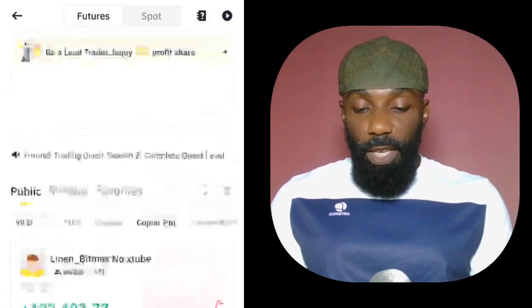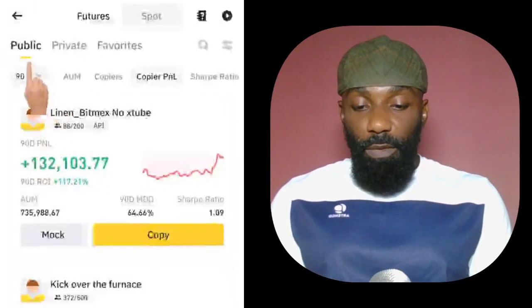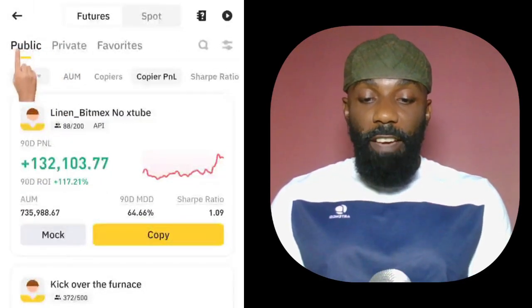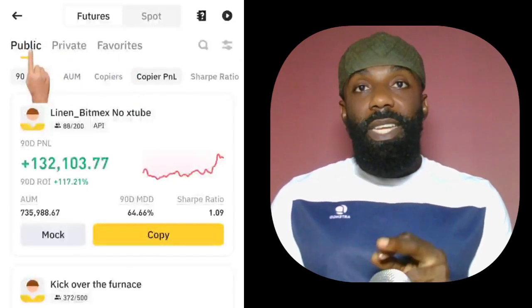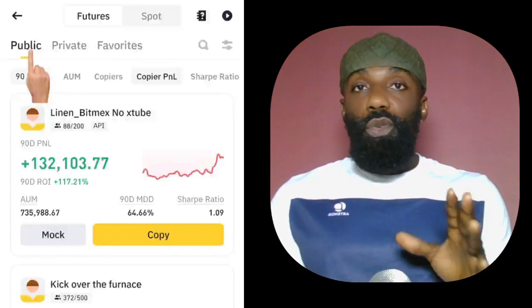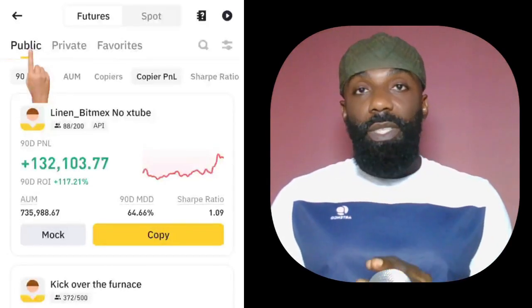Here you can see we have these three options up here where we have public, we have private, and we have favorite. Now if you check this public, this means that these traders up here are open to anybody who can actually follow them and copy their trades. That is what this actually means.